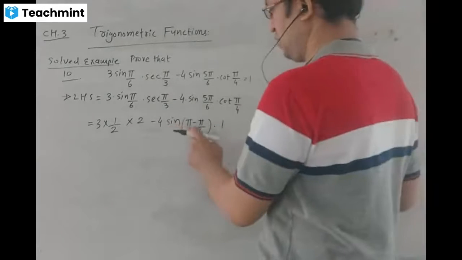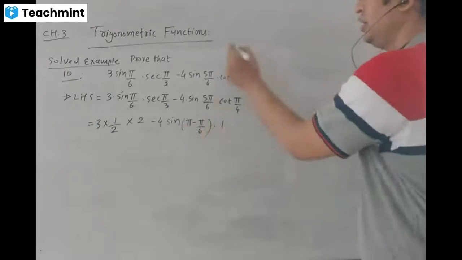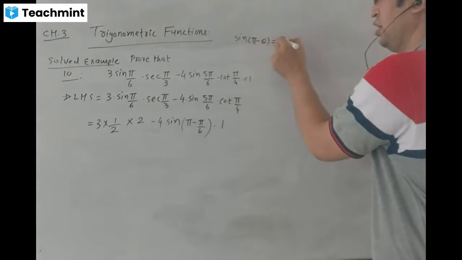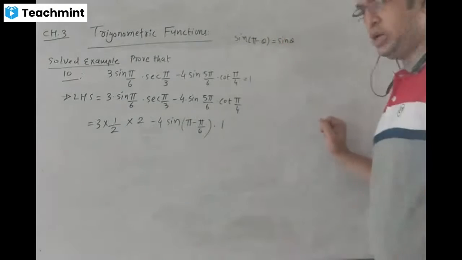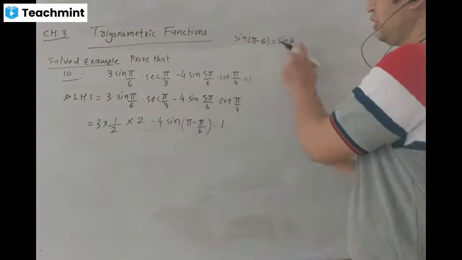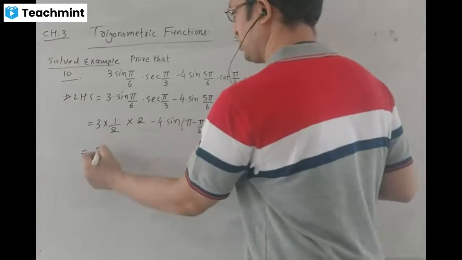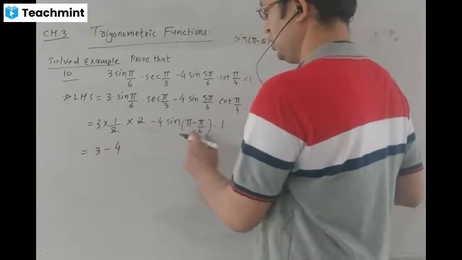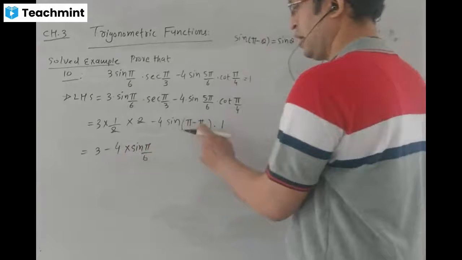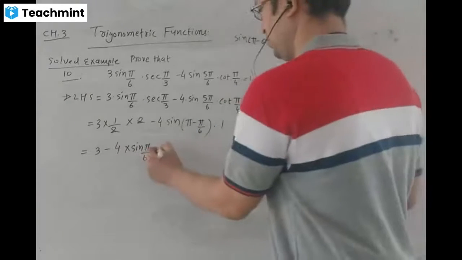Okay. And sin of pi minus theta, that value is sin theta, because the sin function is positive in the second quadrant, and theta is equal to pi by 6. Then the 2 cancels, 3 ones are 3, minus 4, and sin of pi minus pi by 6 is the same as sin pi by 6, multiplied with 1.